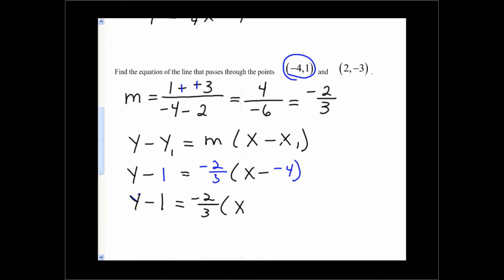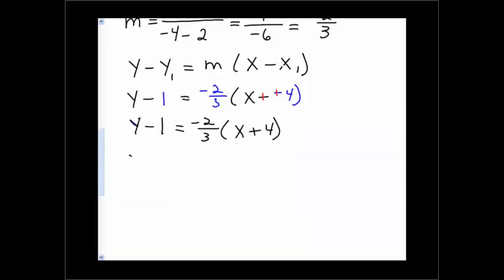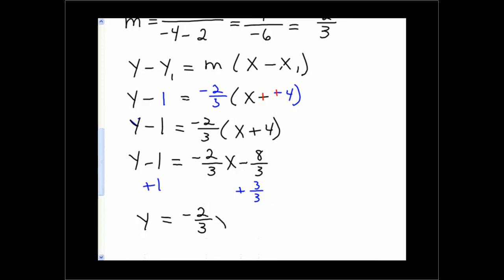-2/3 times x, and then our minus and negative will become +4. Now we're going to have to distribute. y minus 1 equals -2/3 x. Now -2/3 times a 4 will give us -8/3. Now we're going to have to add 1 to both sides of the equation, and we can rewrite 1 as 3/3. So we'll have y equals -2/3 x, and the -8/3 plus 3/3 will be -5/3.